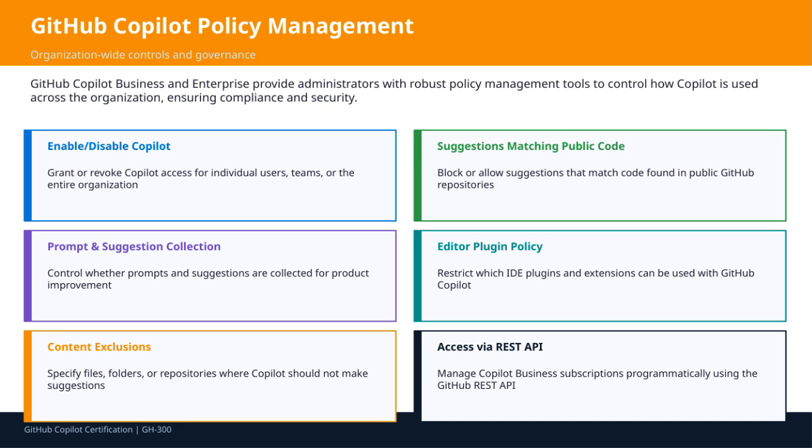Finally, managing subscriptions can be automated using the GitHub REST API, making it easier to handle Copilot Business at scale across your organization. All these tools together ensure governance and compliance while leveraging the power of Copilot.